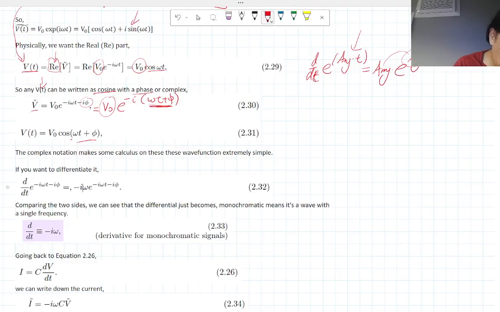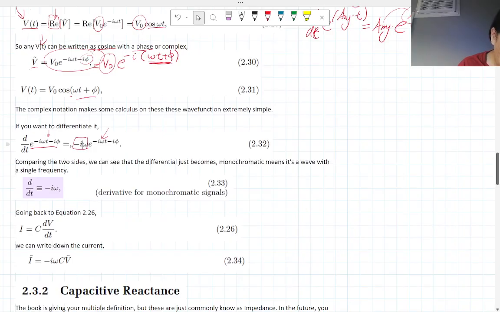If we differentiate this, which is this complex voltage function, the only thing that depends on time is this negative i omega t. So what happens is that this negative i omega t falls out of the exponential, and then you recover the same function over again. So you don't change from sines and cosines when you differentiate, which is nice.